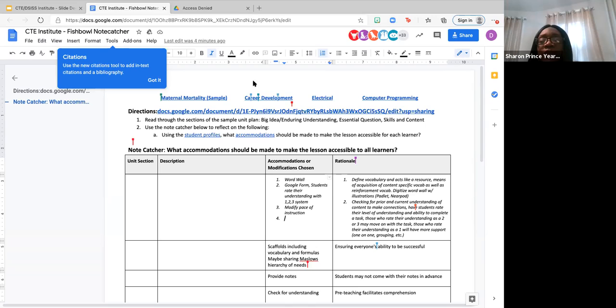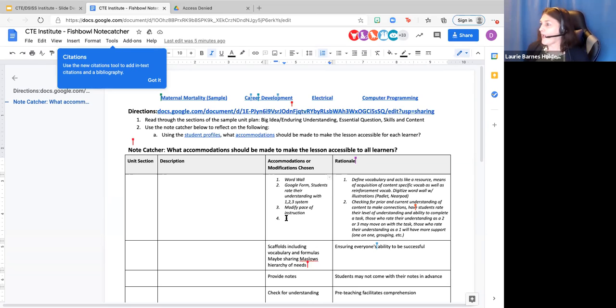To add to that, the group also made a connection to one of our prior sessions and referenced digitizing the word wall, using Padlet or Nearpod. I thought that was very useful.